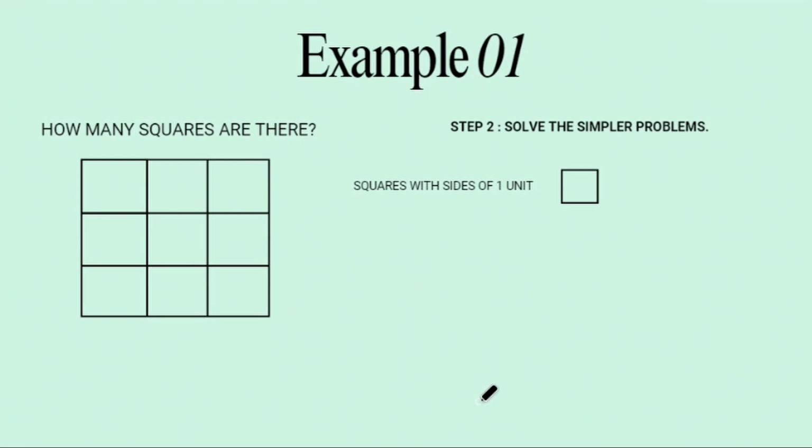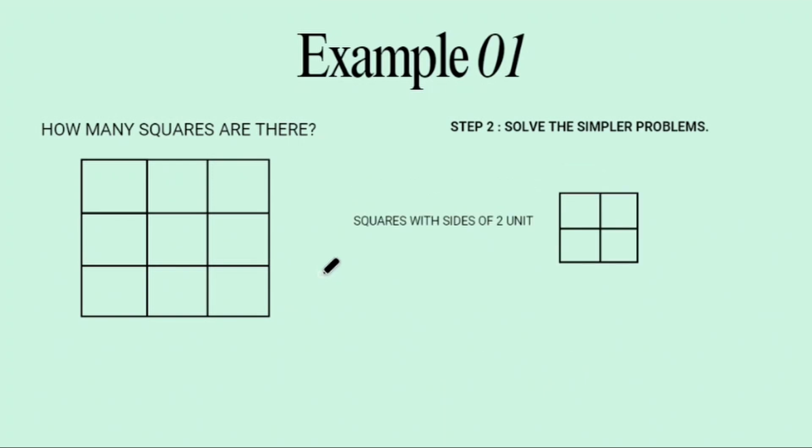Step 2 is to solve the simpler problems. Squares with sides of 1 unit. We will count that. So, what we'll do is 1, 2, 3, 4, 5, 6, 7, 8, 9. So, there are 9 squares with sides of 1 unit. So, yeah, that's the answer.